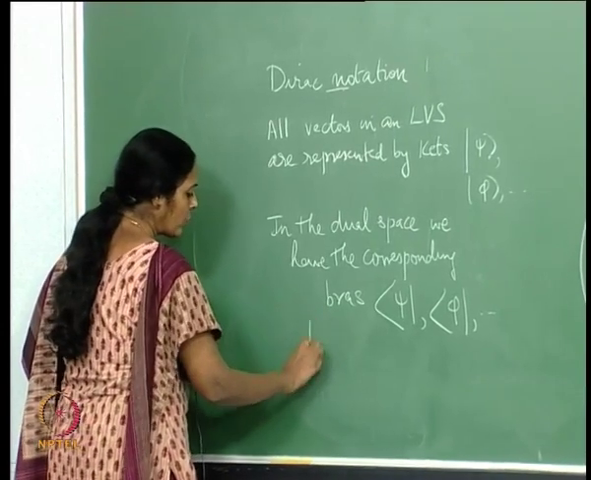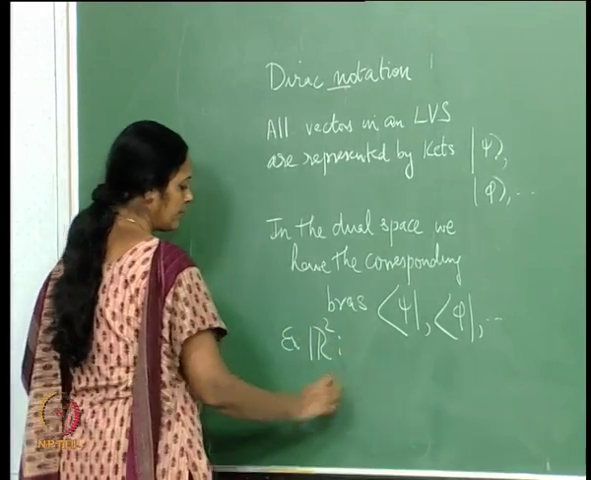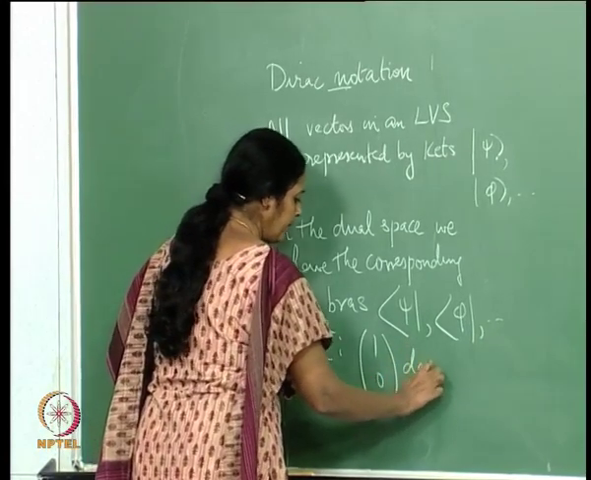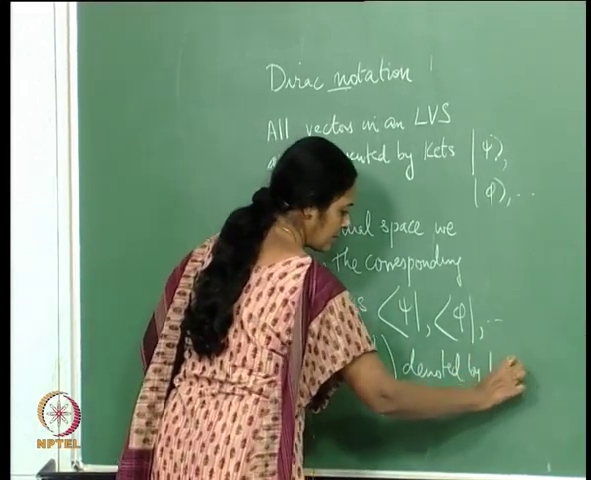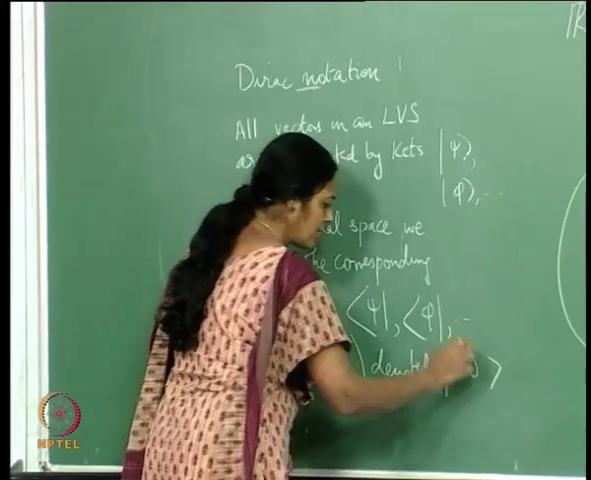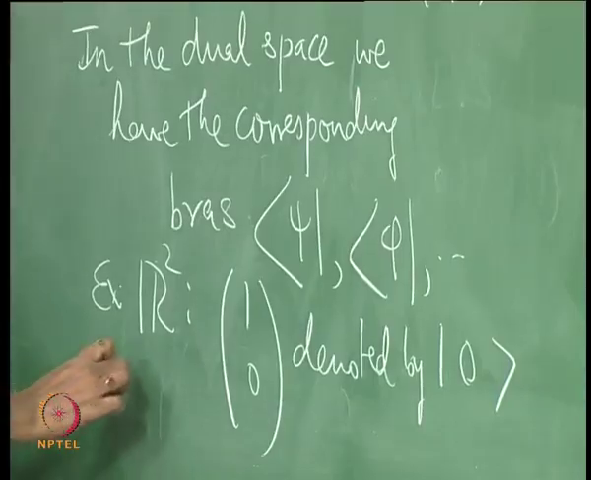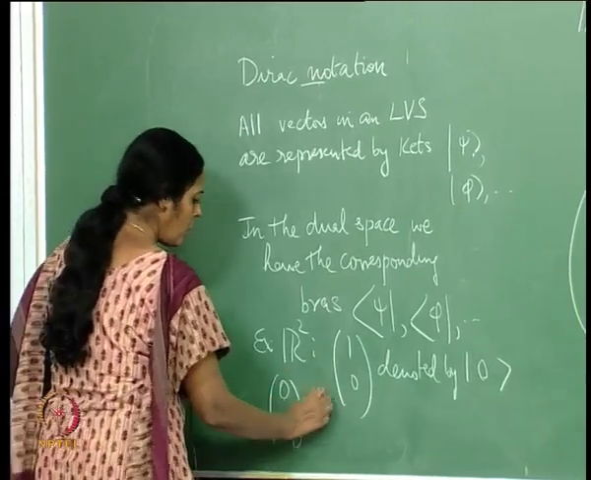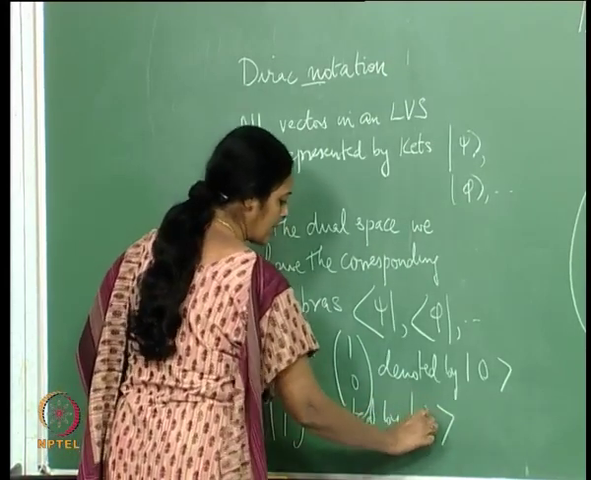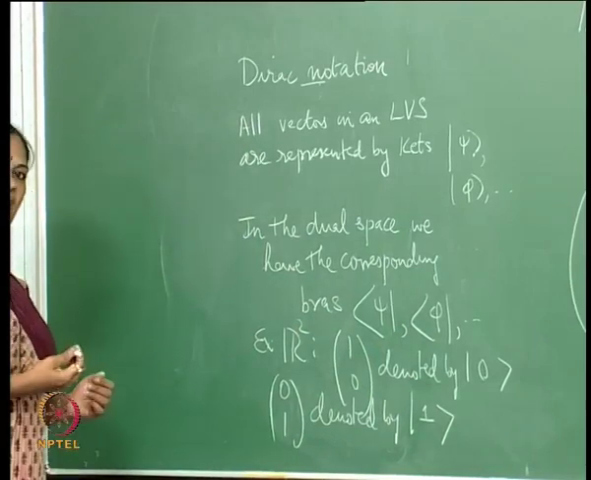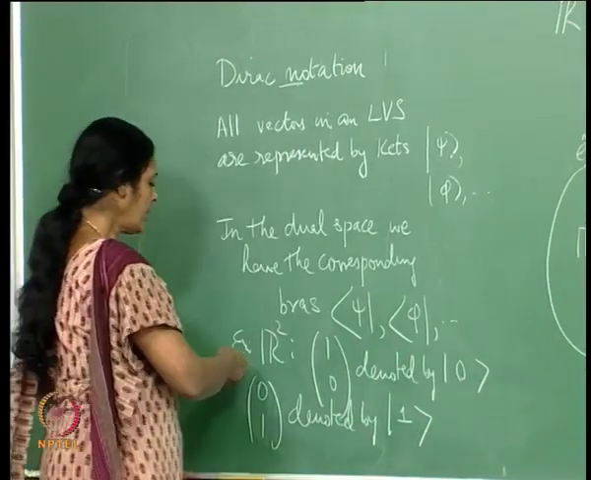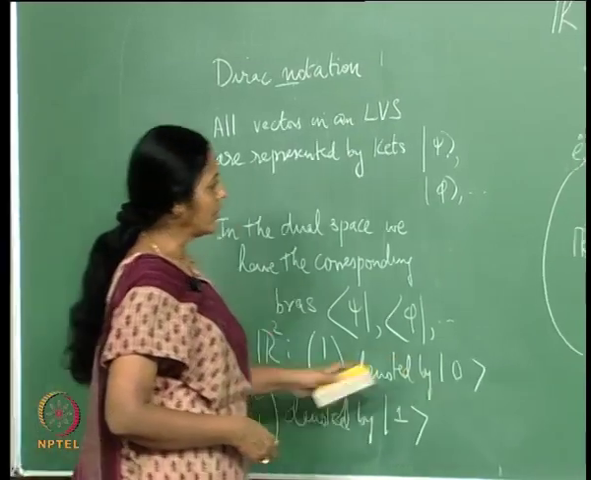So, for instance, let us look at R2. 1, 0 is a ket denoted by a ket, but I have to put on something to denote 1, 0. Let me just call that ket 0. Then I have 0, 1, denoted by another ket, let me call that ket 1. So, in the Dirac notation, the state 1 0 is denoted by ket 0 and the state 0 1 is denoted by ket 1.